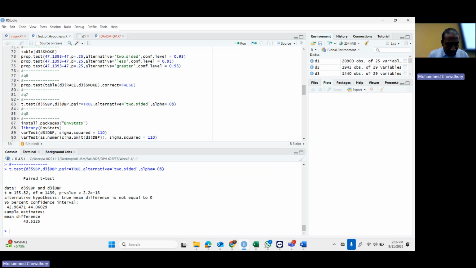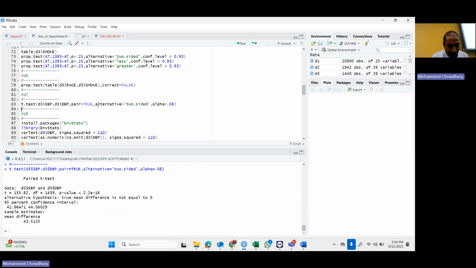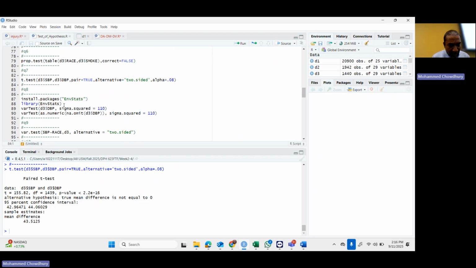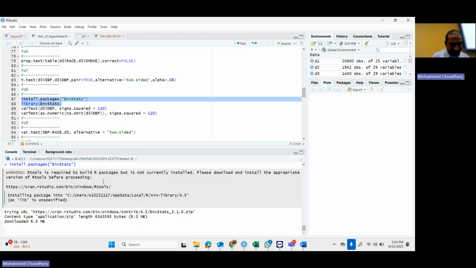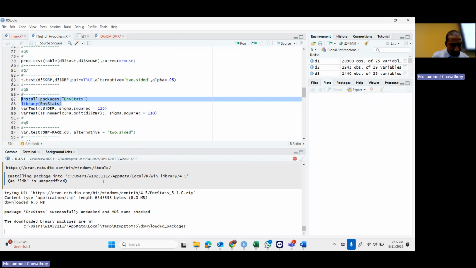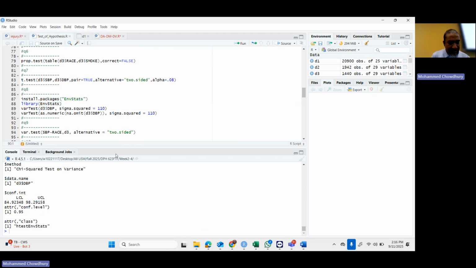After that, I want to conduct a test whether the variance of DBP is 60 or not. In order to test the variance, we have to install two packages, known as these. After running these two packages, it is already installed there, and they will say it is okay. Now I want to test whether sigma is equal to this or not. So this is the result.